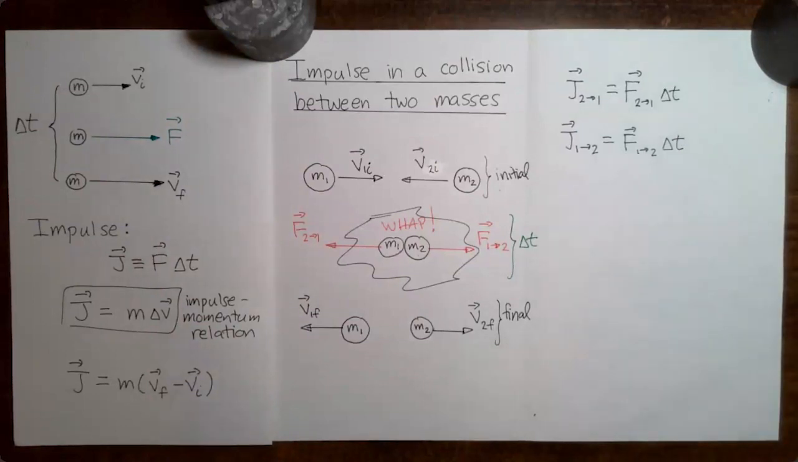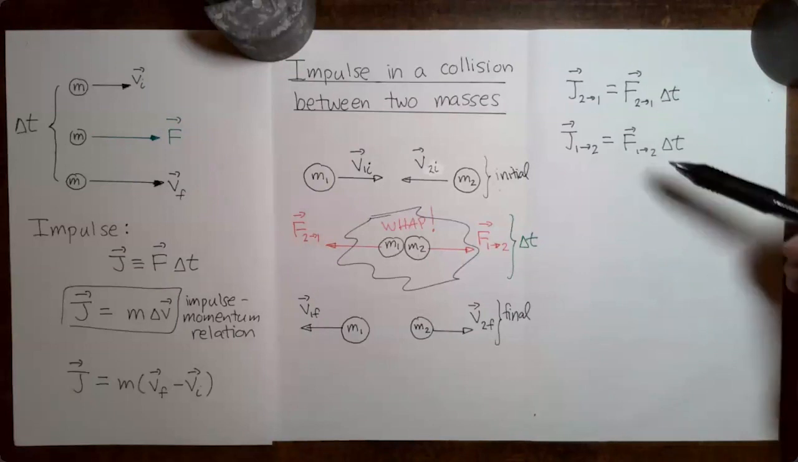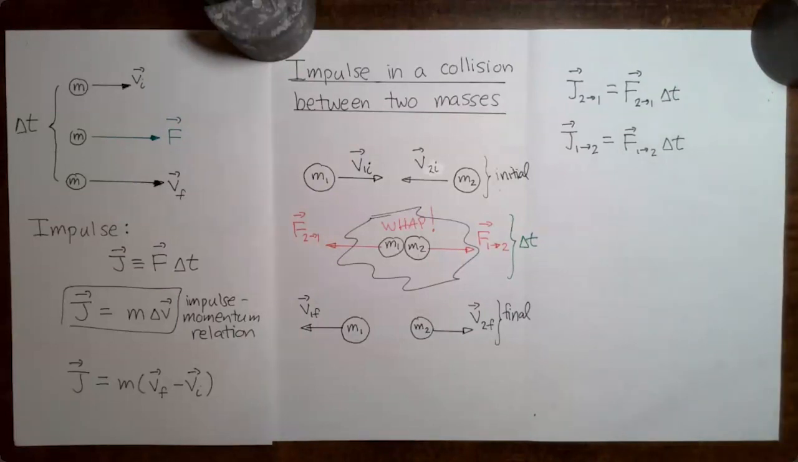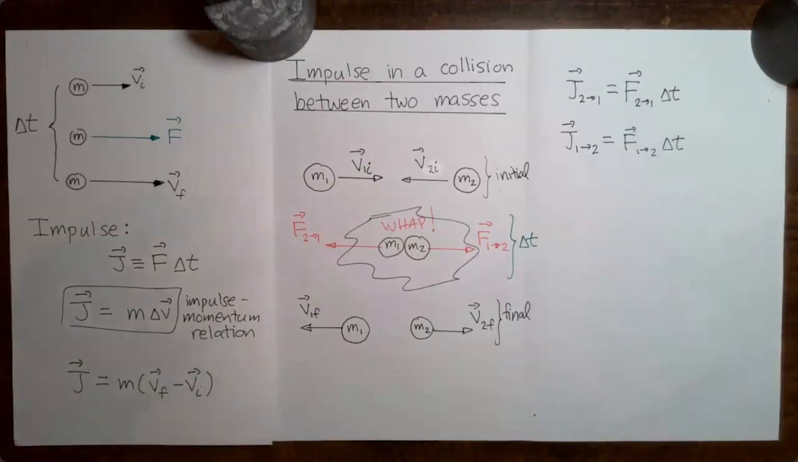Before I give you the answer, I would like you to try this on your own. See if you can remember something we learned earlier in the course that relates force 2 on 1 to force 1 on 2. If you can remember that, see if you can then use that relationship to get a relationship between the two impulses. So give that a shot and then rejoin the video.